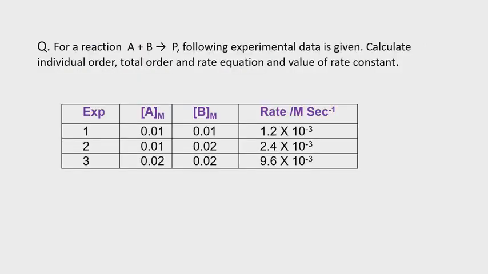Okay friends, look at the question here. For a reaction A plus B gives rise to P, following experimental data is given. Calculate individual order, total order and rate equation and value of a rate constant. Here a table is given. Don't worry, the procedure is the same.